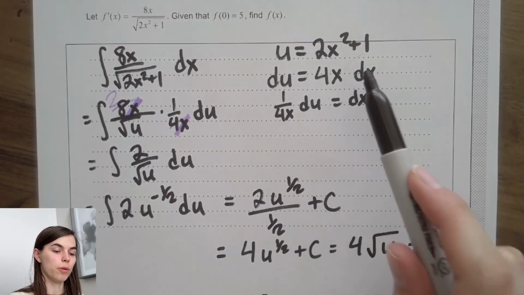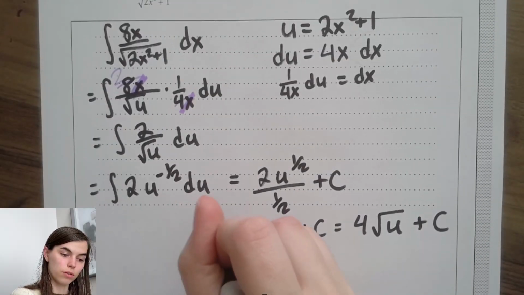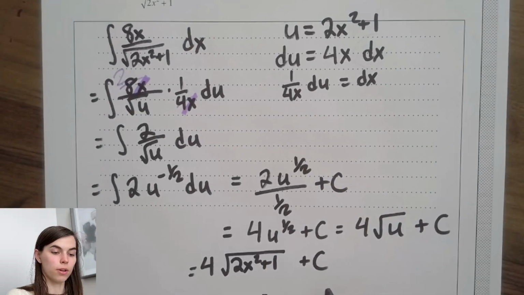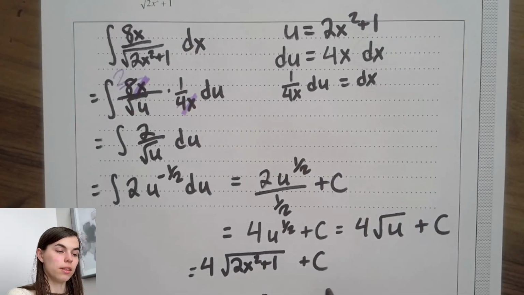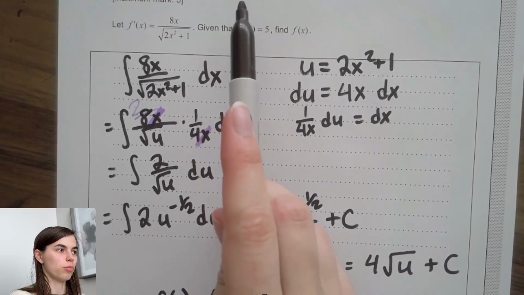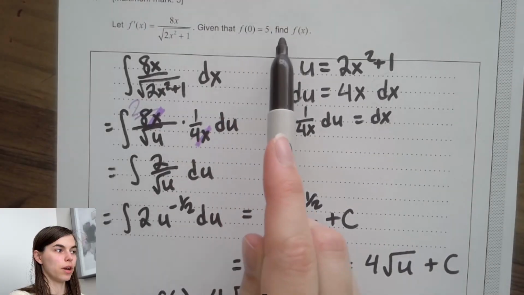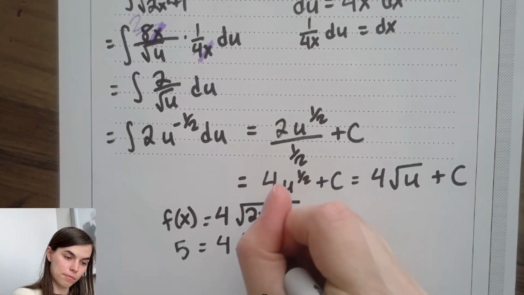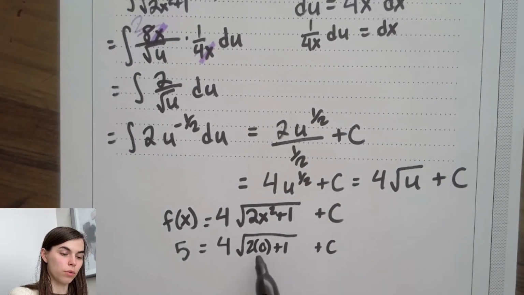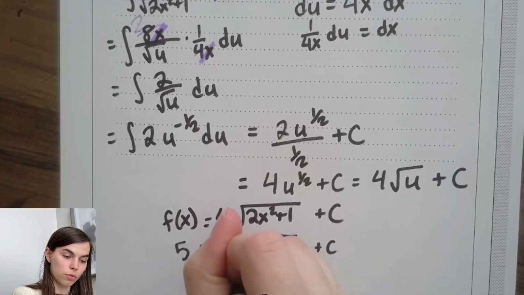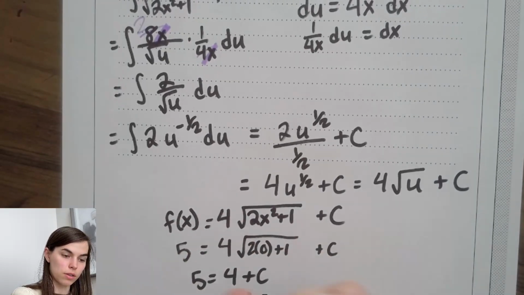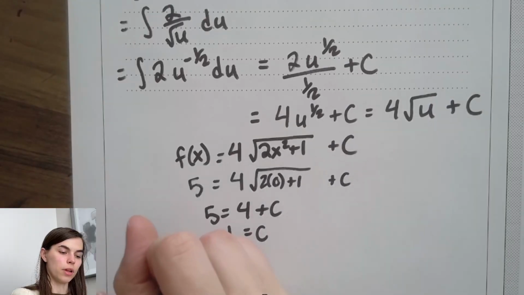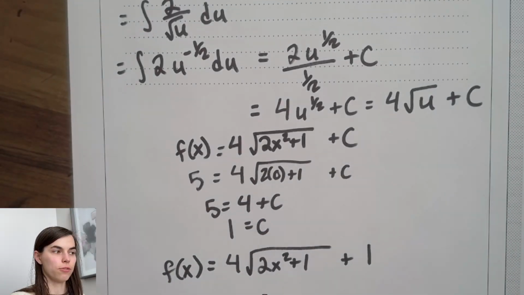Now we need to plug our u back in. So this is going to be 4 square root of 2x squared plus 1 plus c. Do not forget the c, the constant of integration. At this point, we can plug in the point that they gave us. We plug in 0 for x, 5 for f of x, and see what we get for c. So 0 plus 1, that's 1, square root of 1 is 1. So this is just 5 equals 4 plus c, which means c is 1. The last thing we do is plug it back in here, and there's our f of x.